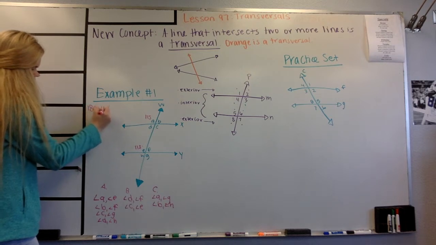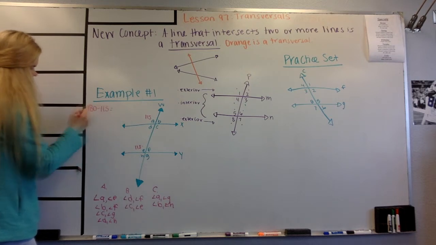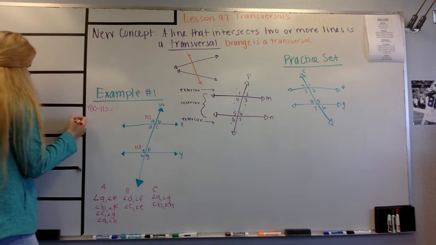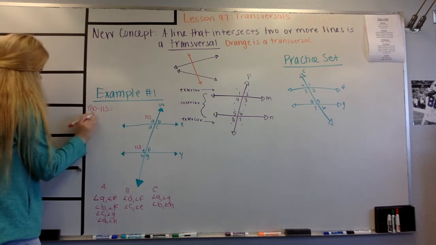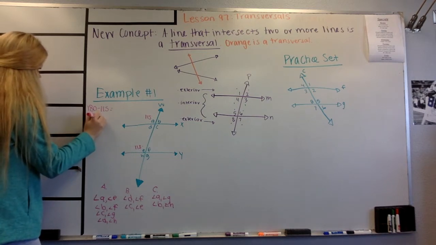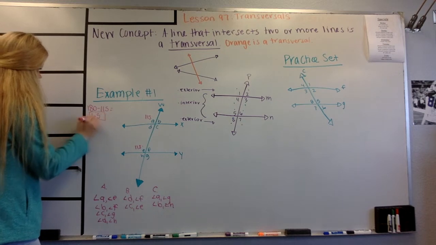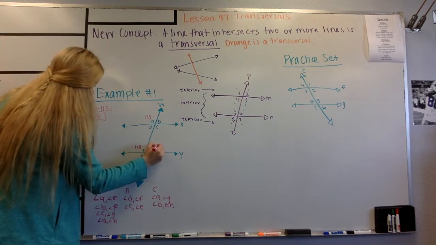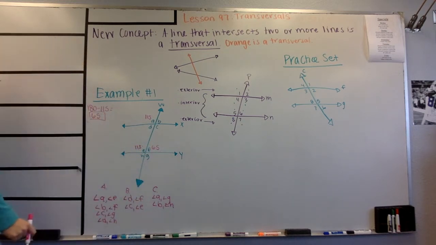180. So we subtract 180 minus 15, and we should end up with 65 degrees. So our alternating angle for angle F should equal 65 degrees. Woohoo! Those are pretty easy.